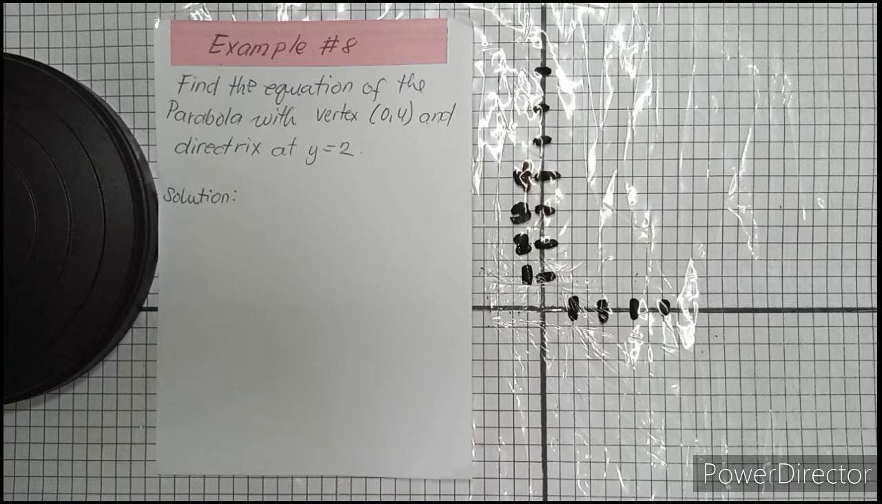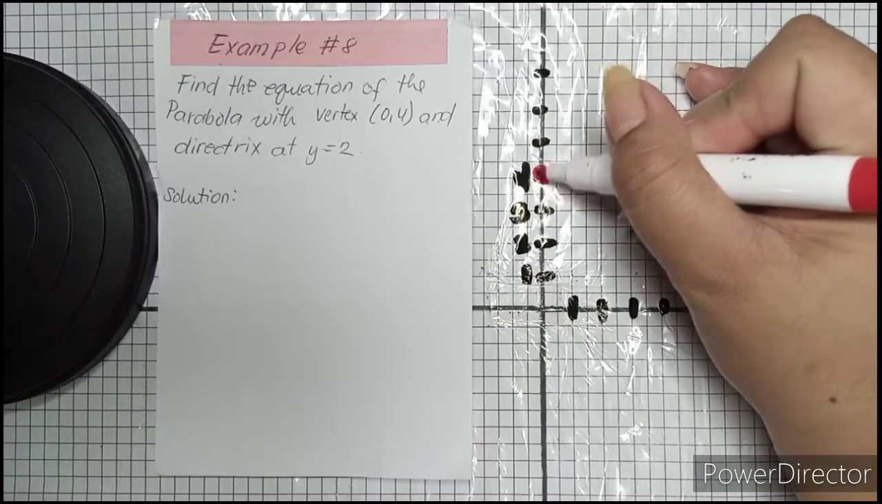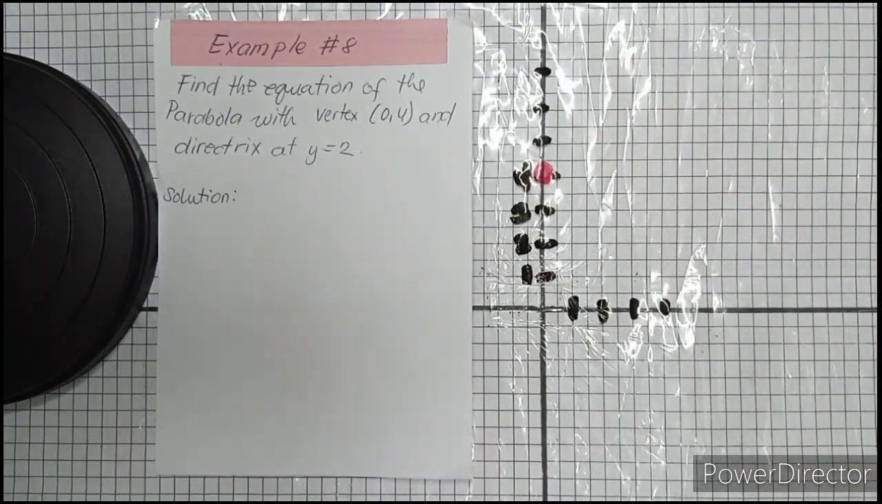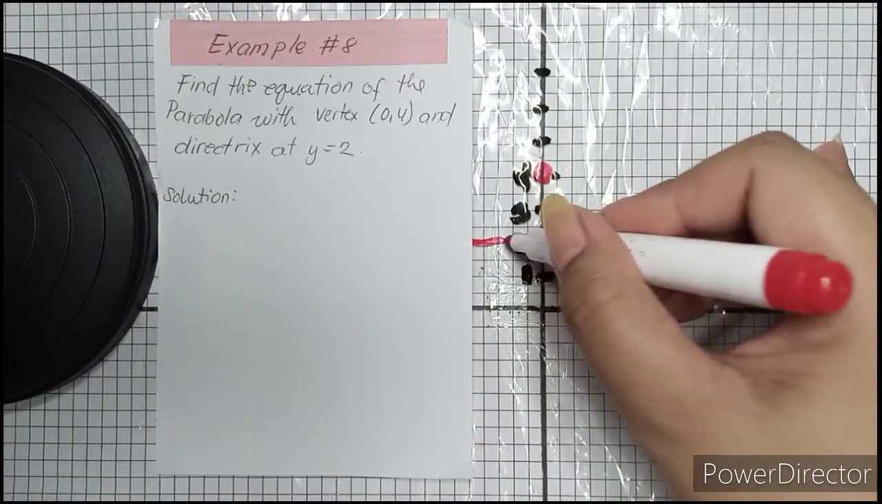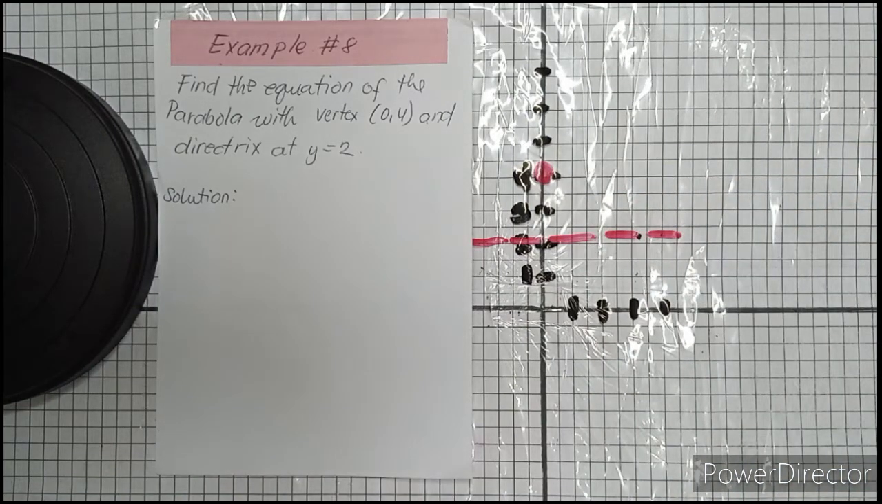So, papaano? Since meron na tayong given points, i-plot muna natin dito sa ating graph. First we have the vertex. Ang ating vertex daw ay nasa (0, 4), so nandito po. And then, our directrix is at y is equal to 2. So, andito yung ating directrix.